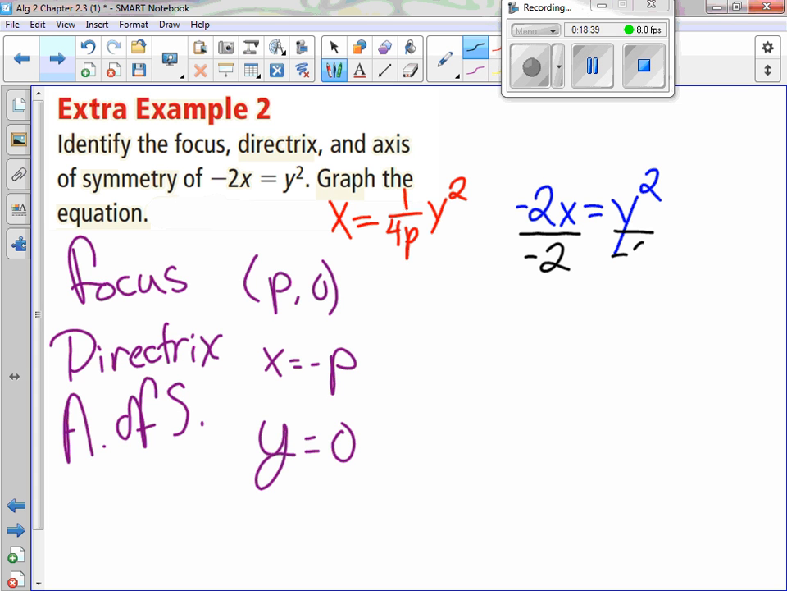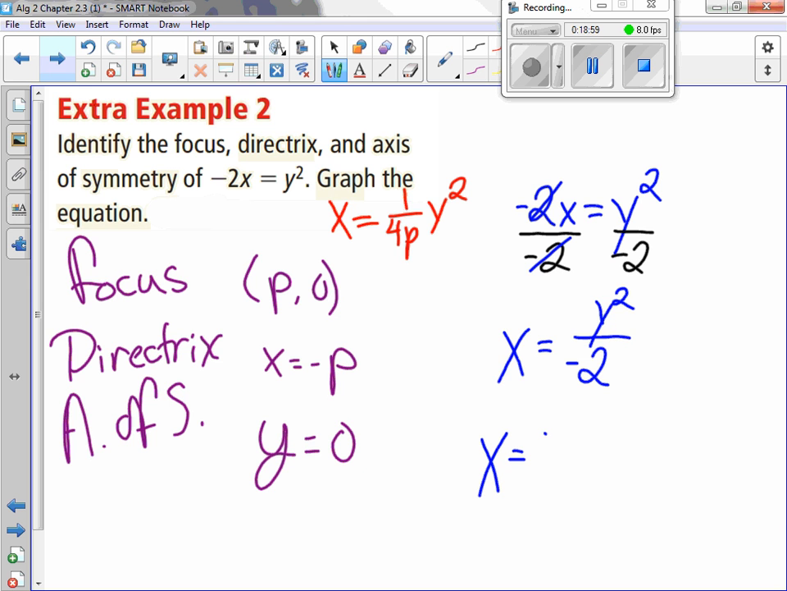So we're going to divide both sides by negative 2 so that these 2's simplify and I get x by itself. And I have y squared over negative 2. Now again, we can rewrite this so that I get x is equal to negative 1/2 times y squared. I move it off to the side because it's easier to work with. It's easier to match up what connects with p.